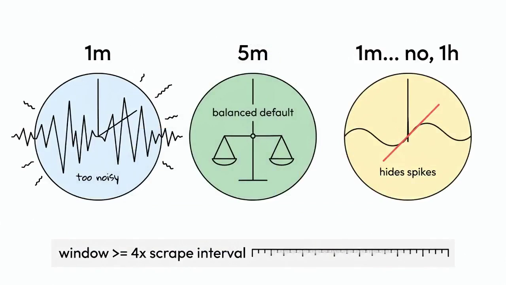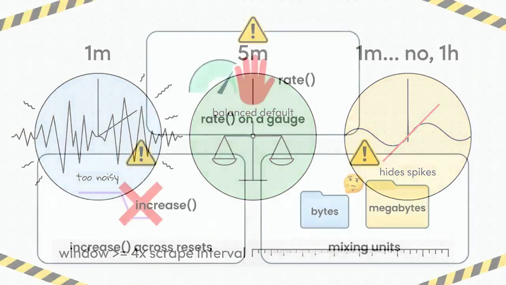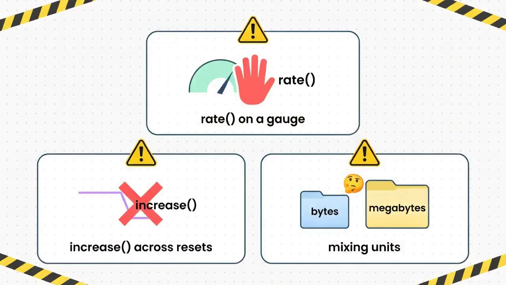A 1-minute window is too noisy for slow-moving counters and amplifies scrape jitter. A 5-minute window is the balanced default that smooths spikes without hiding them. A 1-hour window gives you a clean, smooth line but completely hides transient spikes you actually care about. The rule of thumb: make the window at least 4 times your scrape interval so rate always has enough samples to average. 3 pitfalls trip up nearly every PromQL user.